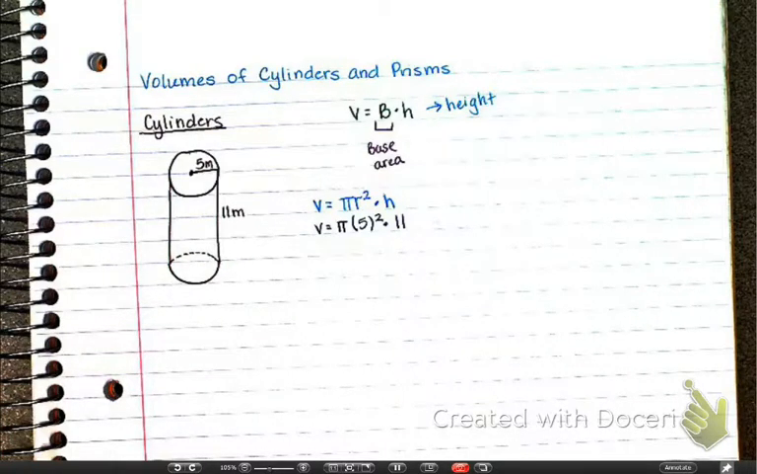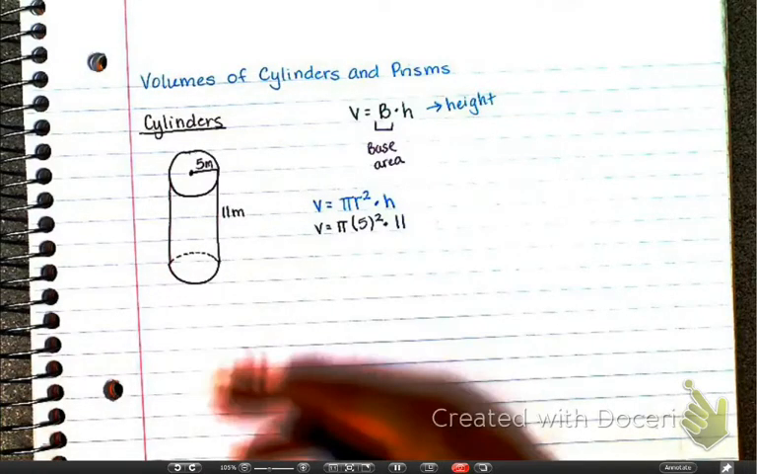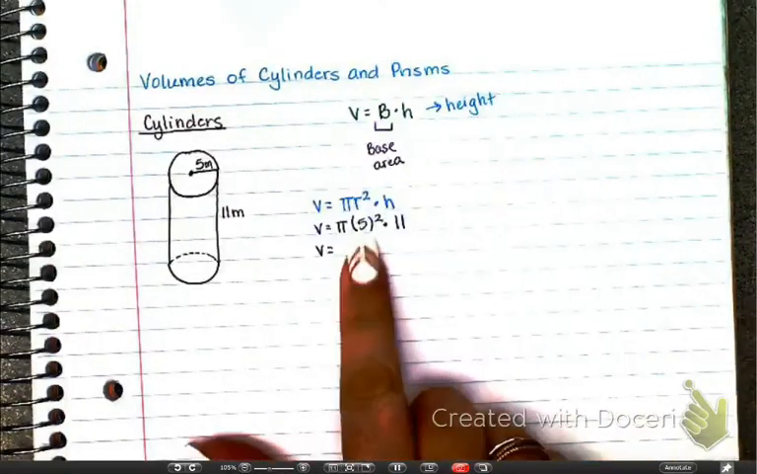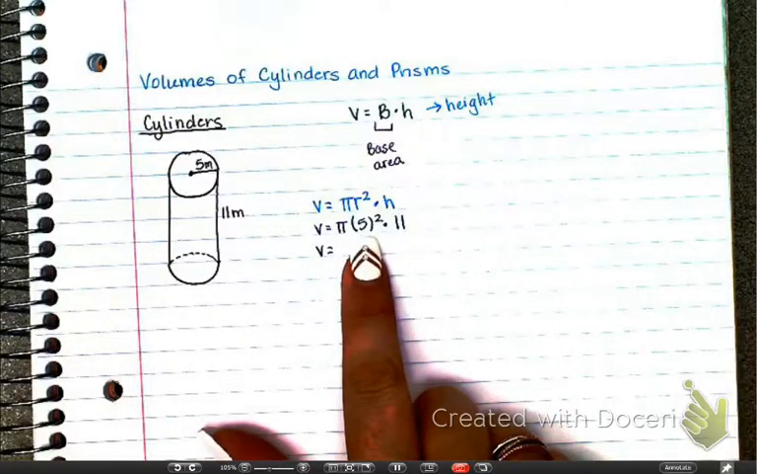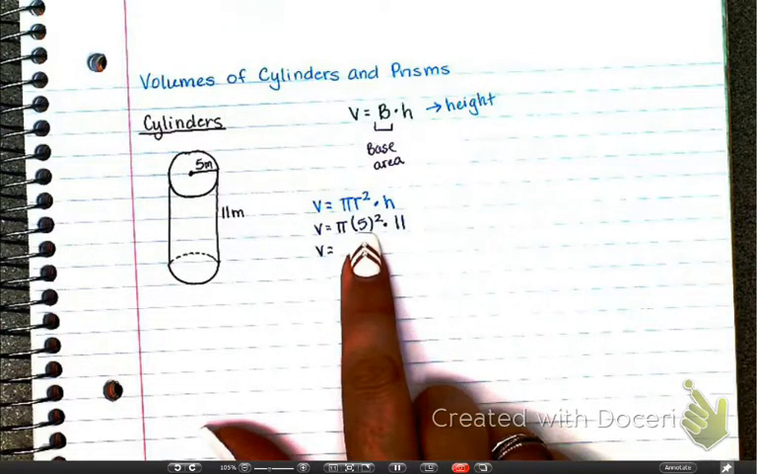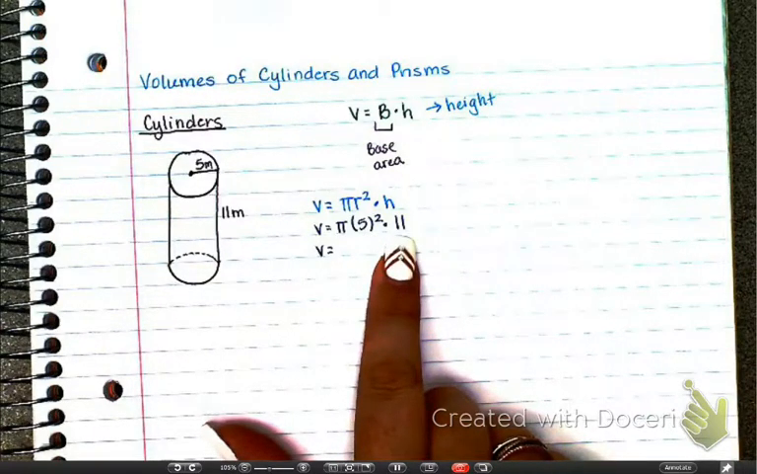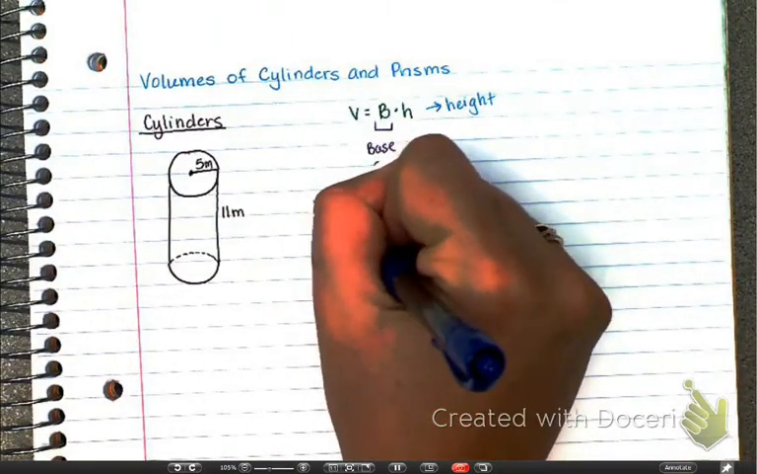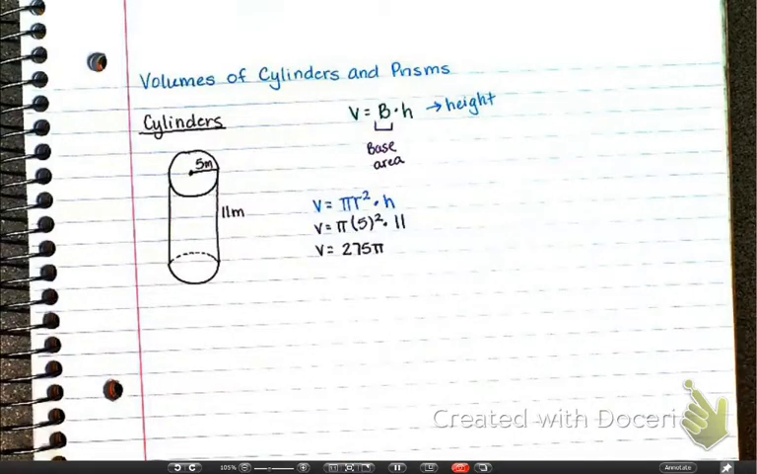So let's simplify it. Do we have our calculators? I'm going to have two answers still, just like we have, in terms of pi and our rounded answer. So let's start with in terms of pi. So I need to do 5 squared. 5 squared, 25, times that 11. So what's 25 times 11? 275. So my first answer is going to be 275 pi.